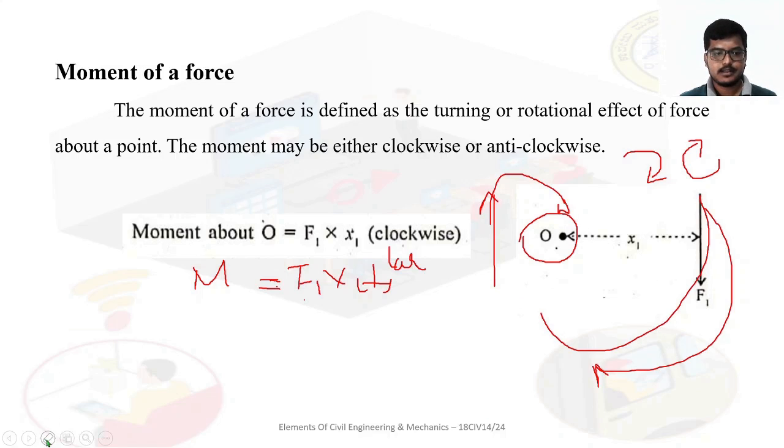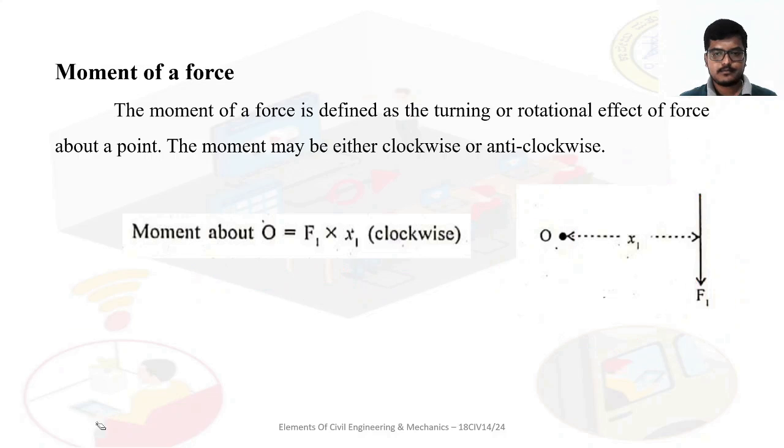Here only, see. If the force is like this, it will produce anti-clockwise, but mathematically the value is F1 into x1 only. Here we have to write anti-clockwise direction, force into perpendicular distance. This is how we will calculate the moment about a point O.